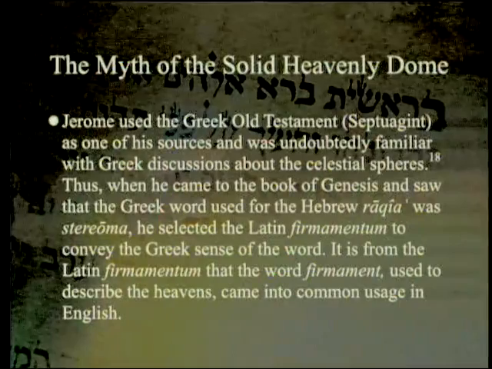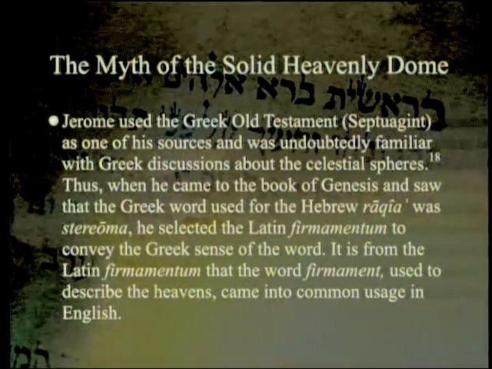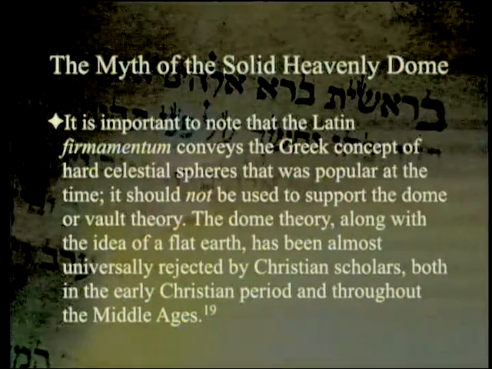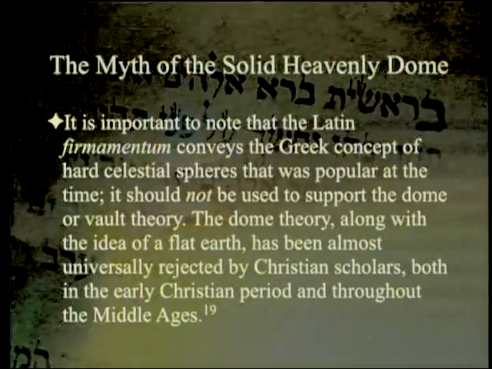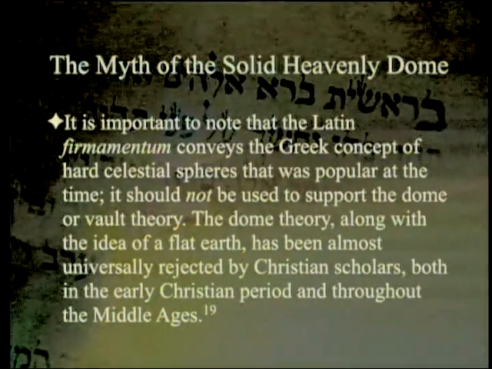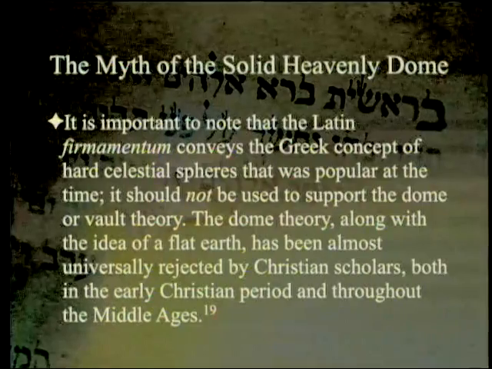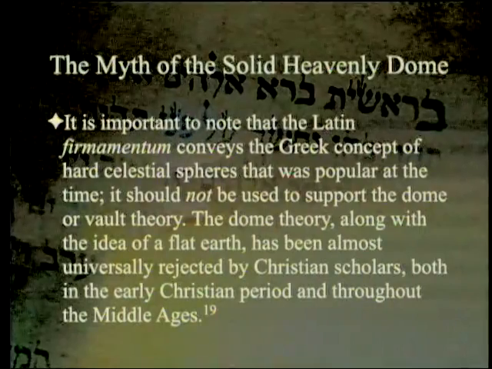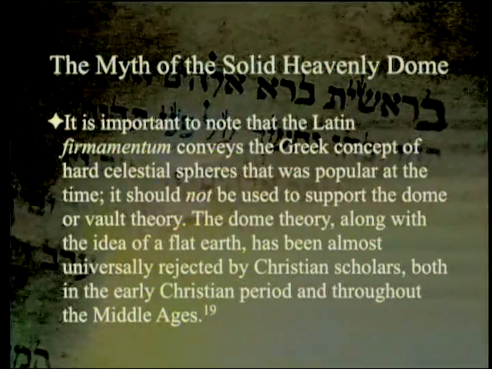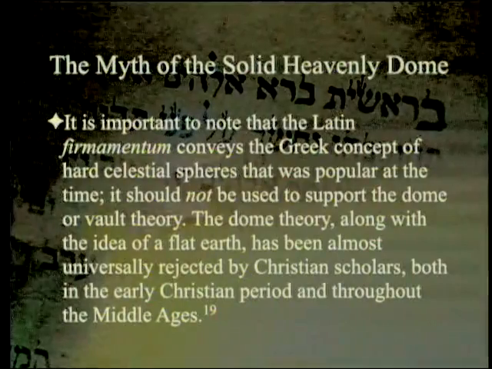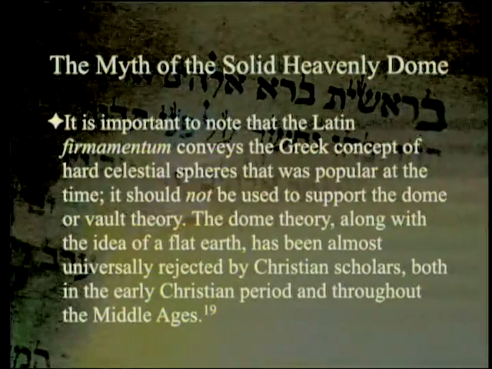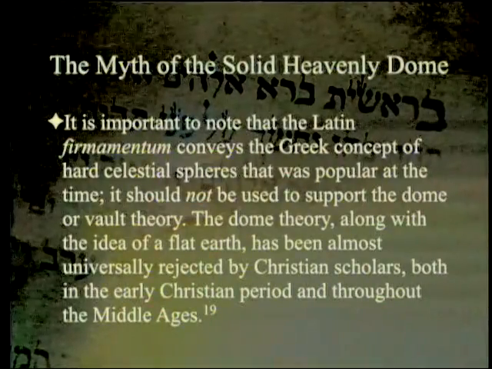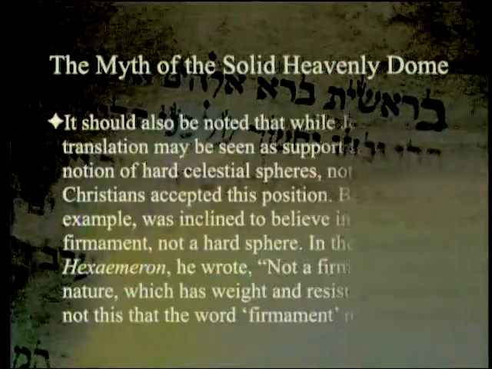It is from the Latin firmamentum that the word firmament, used to describe the heavens, came into common usage in English. It is important to note that the Latin firmamentum conveys the Greek concept of hard celestial spheres that was popular at the time. It should not be used to support the dome or vault theory, because the dome is only a half sphere. The dome theory, along with the idea of a flat earth, has been almost universally rejected by Christian scholars, both in the early Christian period and throughout the Middle Ages, with the notable exception of Lactantius and Cosmas Indicopleustus, who are always brought up at this point.